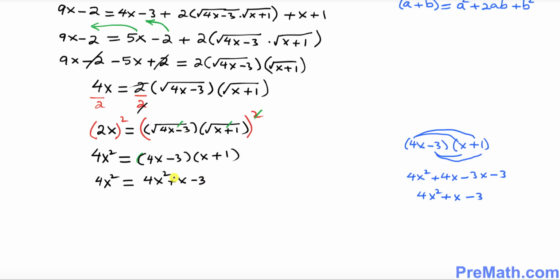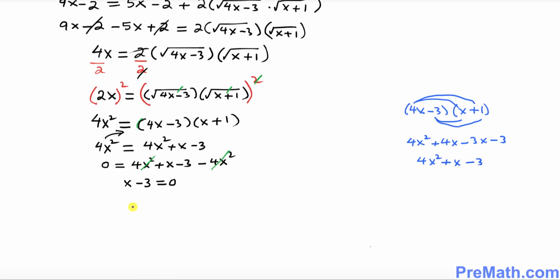You might be wondering, how did we get this one? Here is the explanation. You simply use the FOIL method. You distributed them, multiplied, and got your answer. Now I want you to move this 4x squared to the other side. So we got 0 on the left hand side, and 4x squared plus x minus 3. When you move this 4x squared to the other side, it becomes negative 4x squared. Now you see this 4x squared and negative 4x squared are gone. So we simply end up with x minus 3 equal to 0. That means our solution turns out to be x equals 3.